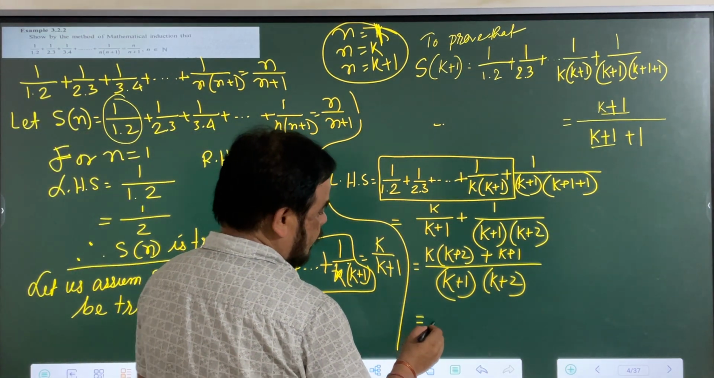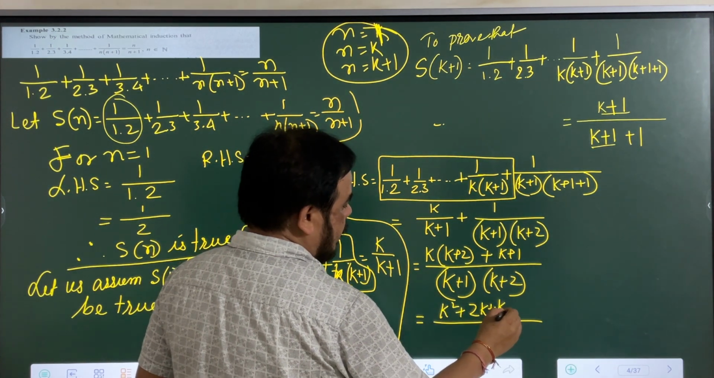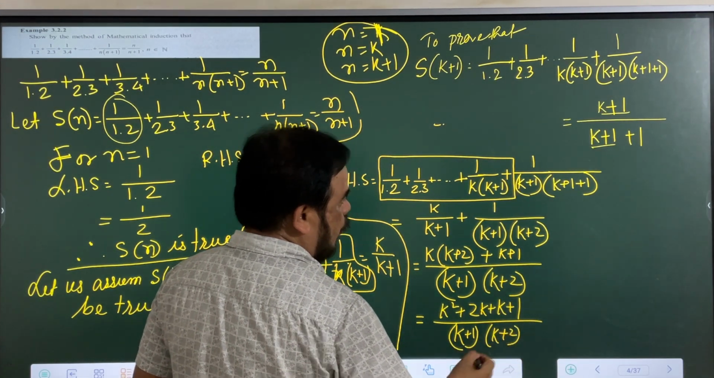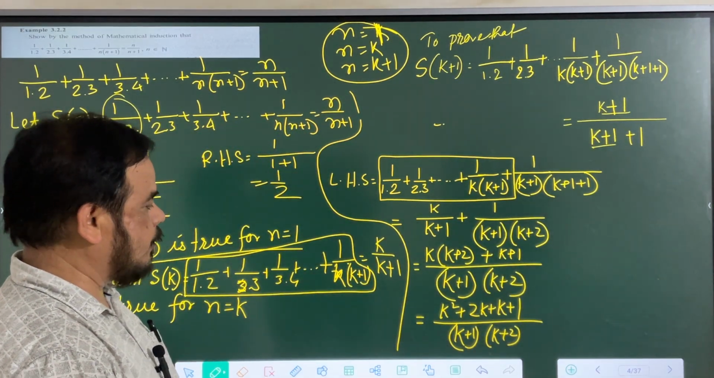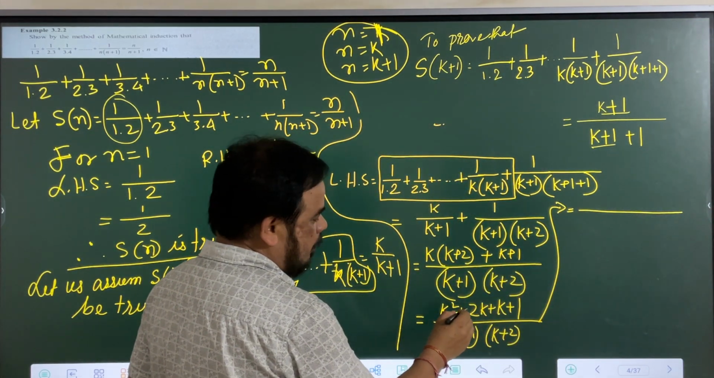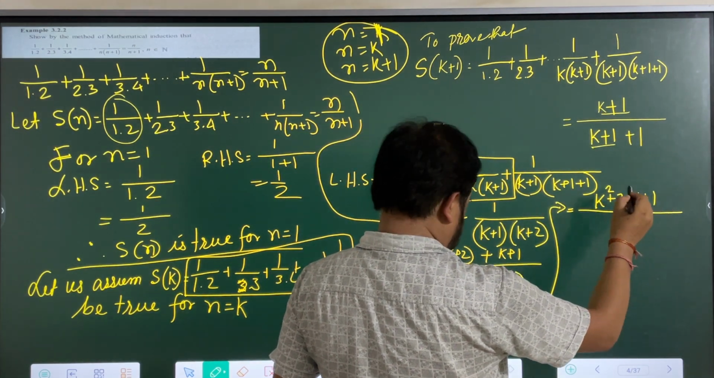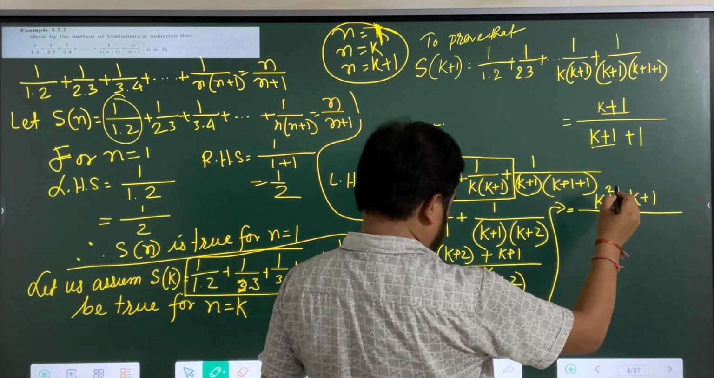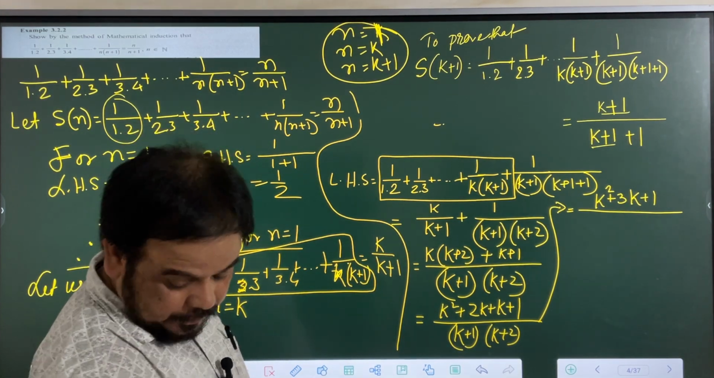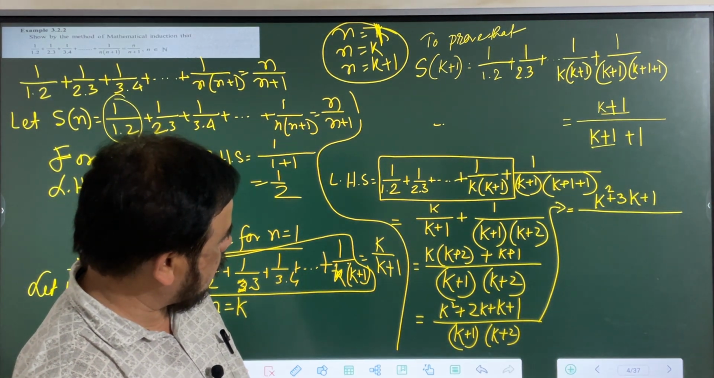Now k square plus 2k plus k plus 1, over k plus 1 into k plus 2. Next calculation. The calculation is going on. So here k square plus 2k, plus k is 3k, so k square plus 3k plus 1, k square plus 3k, how is it?